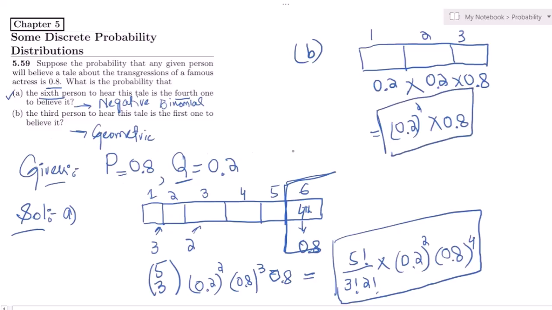Okay, so that's it for today, in which we have seen how to recognize that a certain probability question is a negative binomial distribution problem or a geometric probability distribution problem.